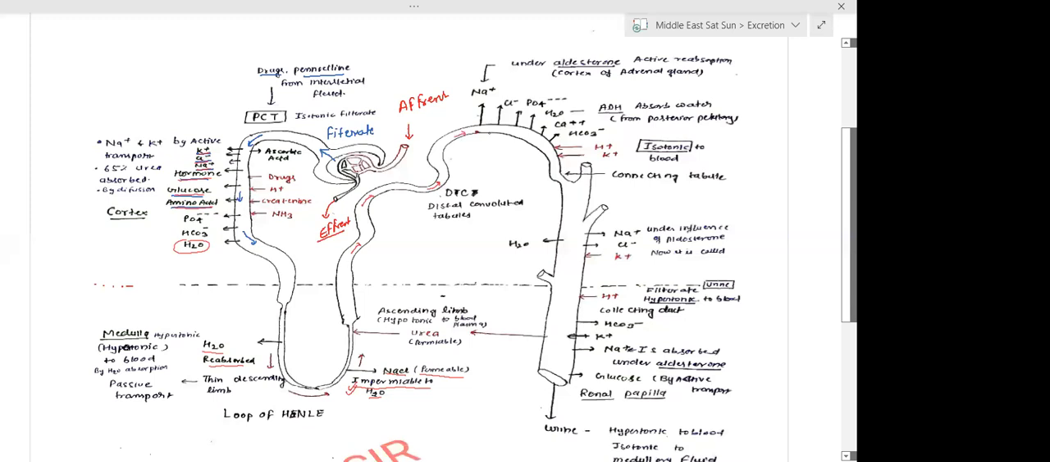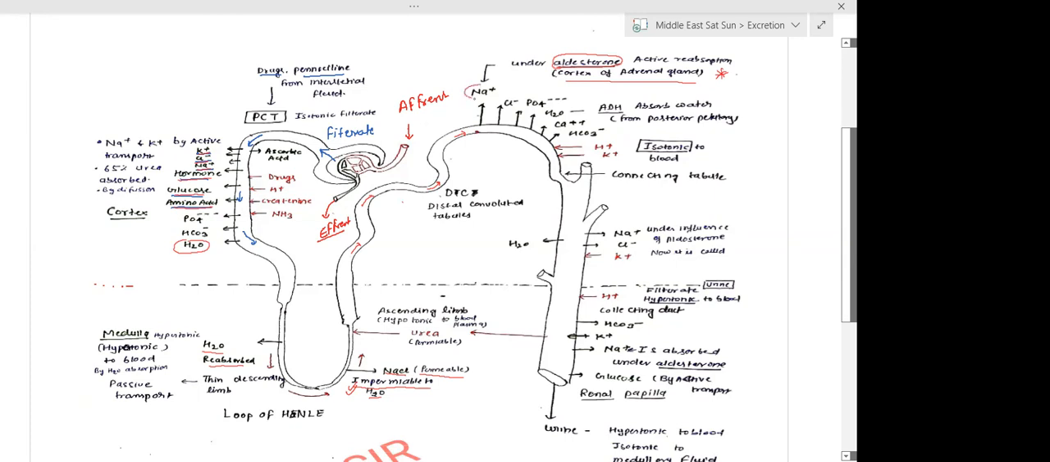Whenever it reaches the DCT, there will be a hormone called aldosterone hormone. Where is it coming from? Aldosterone hormone comes from the adrenal cortex. Again, a very important question for your medical exams. Under the influence of aldosterone hormone, which is secreted from the adrenal gland, active reabsorption of sodium will take place.